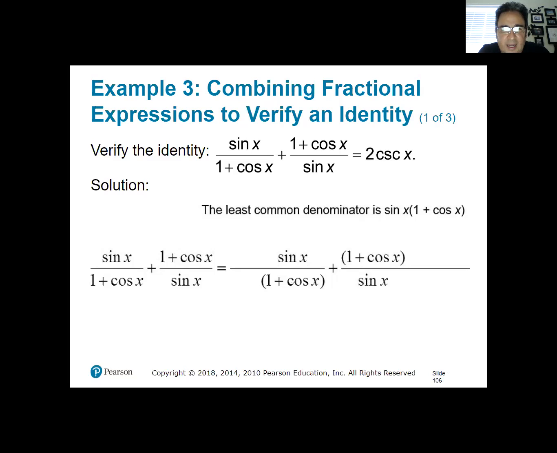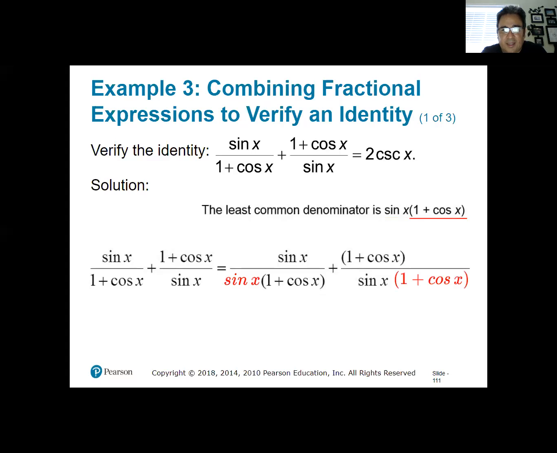So now on the left, what's missing? We're missing sine of x, so I need to multiply by sine of x on this side. But on the other side, what's missing? 1 plus cosine of x, right?